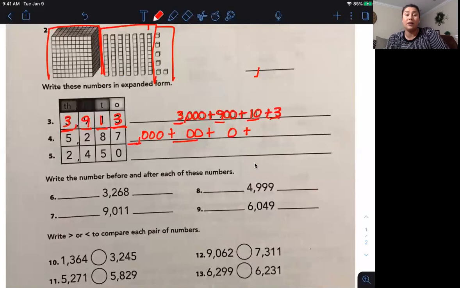200. What goes here? 80. And then 7 ones. All right, go ahead and do number 5 all on your own. Set it up like I did.